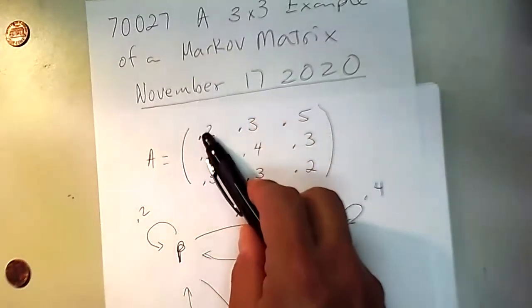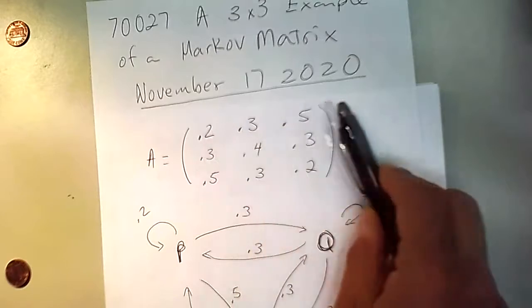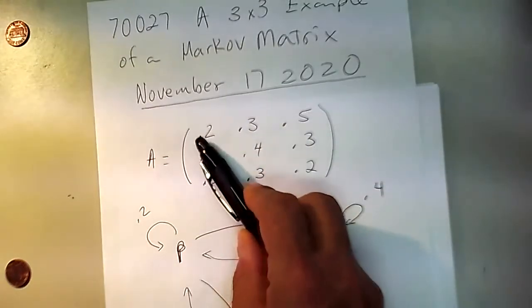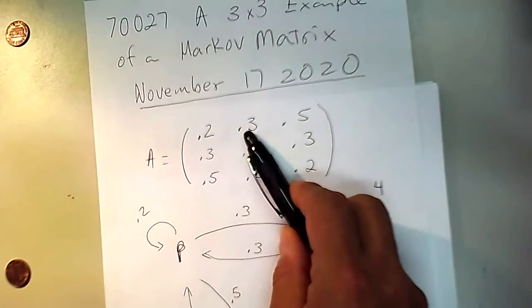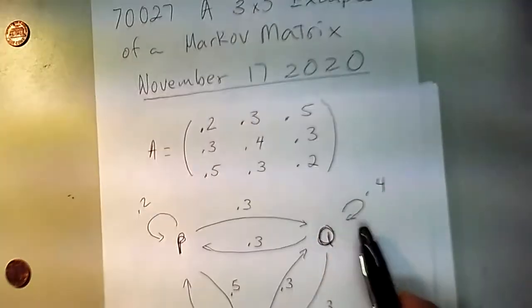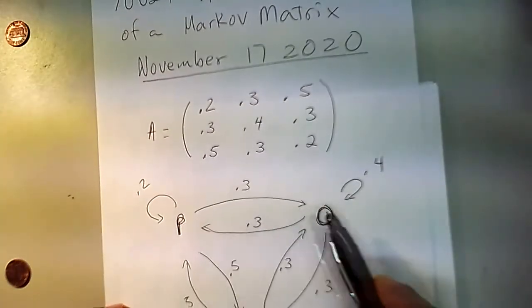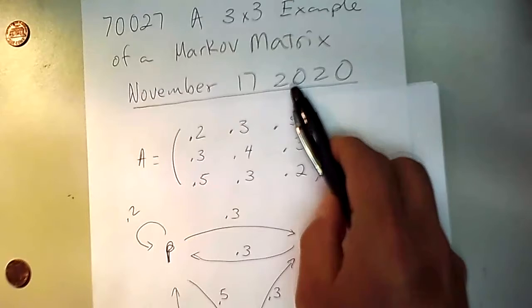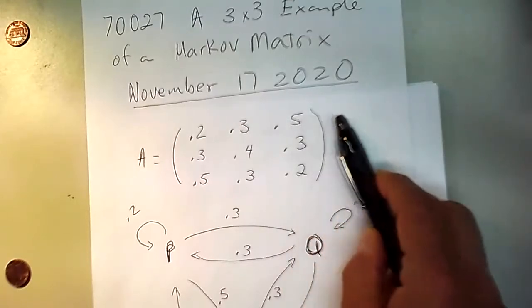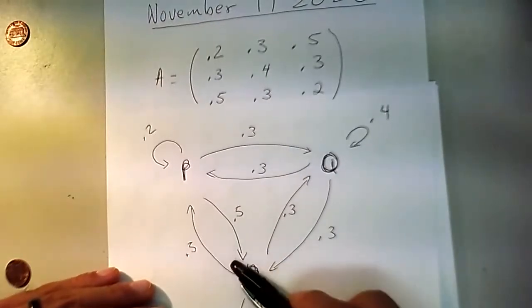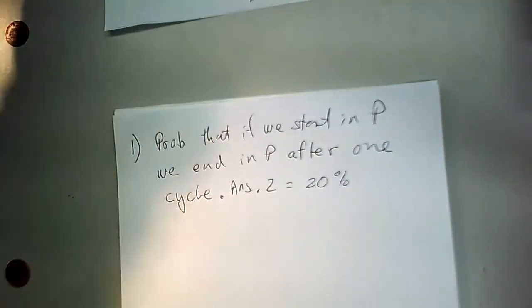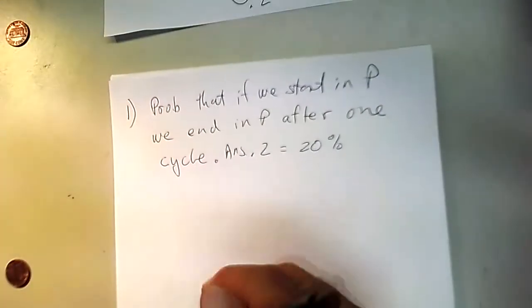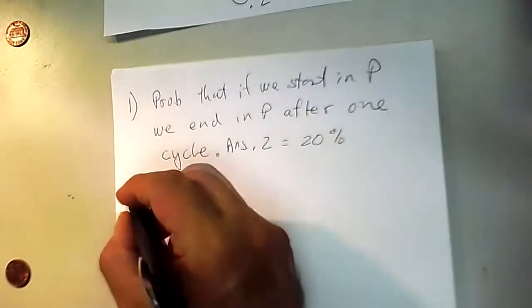So if somebody comes from P, what is the probability it stays in P? 0.2. If somebody comes from Q, what is the probability that that individual goes to P? 0.3. So Q, 0.3. And then the probability that if somebody comes from R and goes to P is 0.5. Okay. So that is easy to answer.